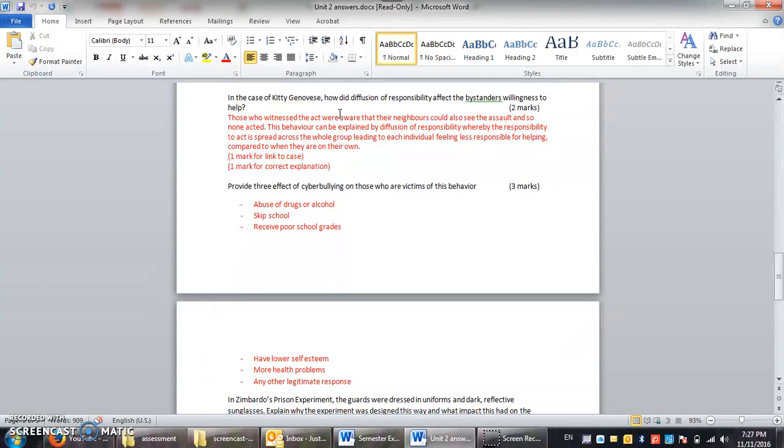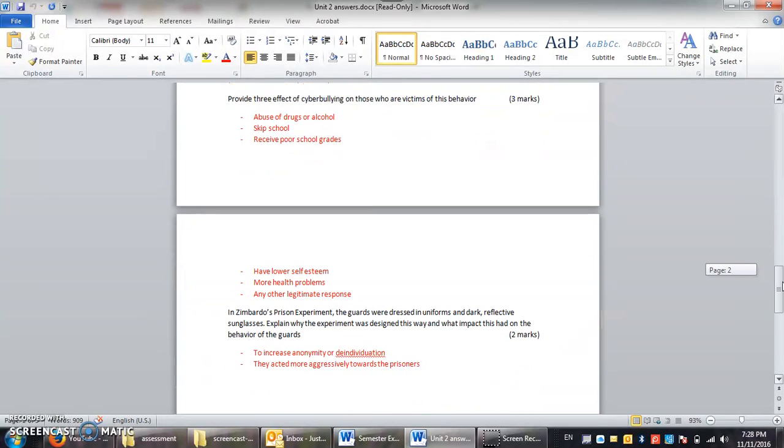Basically, the diffusion of responsibility led to everyone feeling like they didn't have to act, but somebody else should do it, rather than alone where they feel like it's all on them if they don't act. The responsibility is solely on their shoulders to help out. So that one's not such a difficult question.